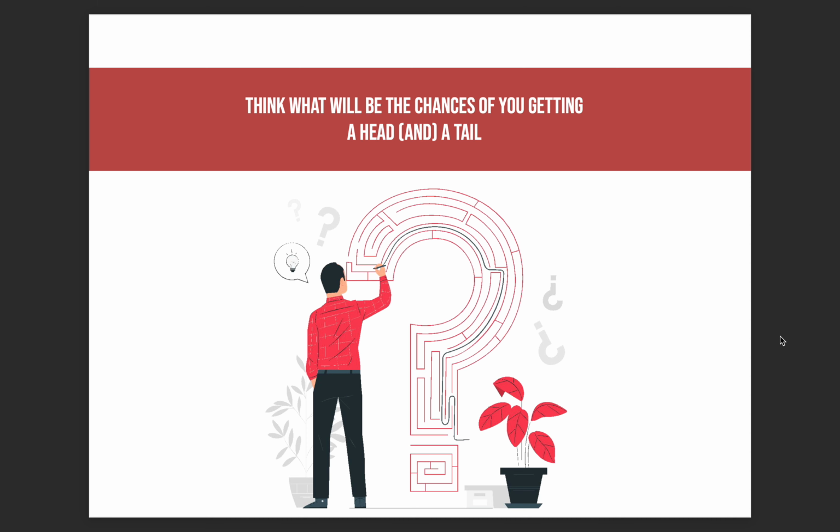Think about what the chances are of you getting a head or a tail. So you will either get a head or a tail. Now you have to think about what you will get.